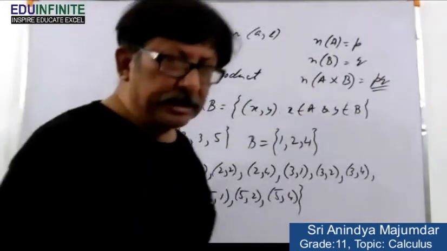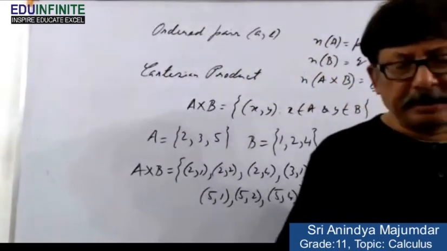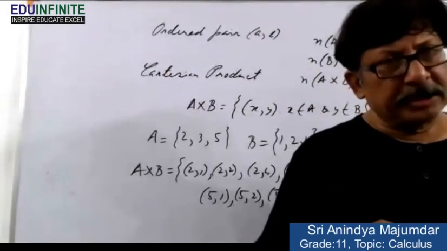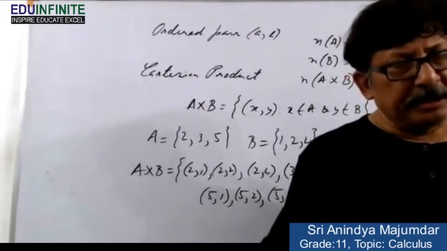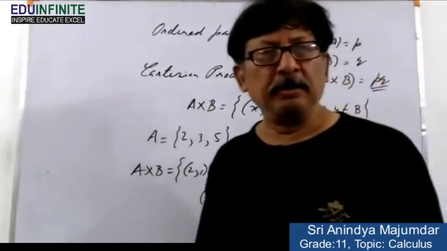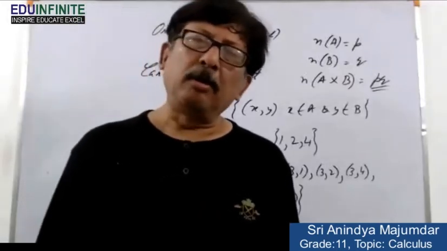Is it commutative or not? Commutative means if we interchange the places, I mean A cross B and B cross A, will they produce the same set or not? No, sir. No, very good. So this product is not commutative.